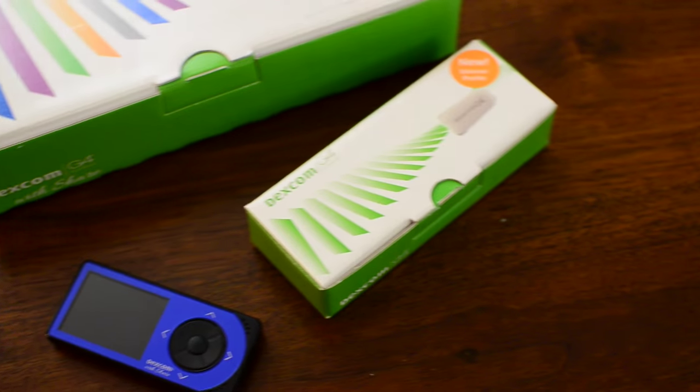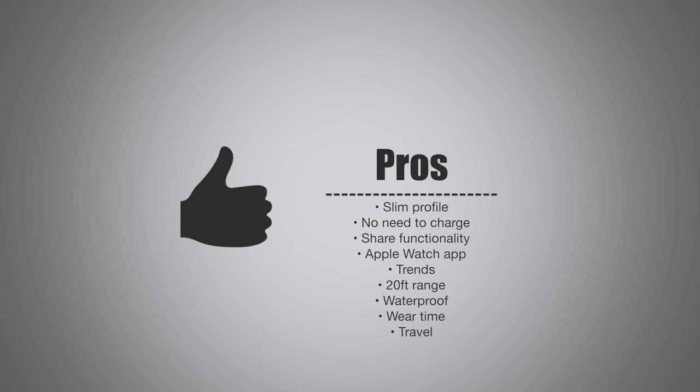If we go ahead and round this out with a nice long pros and cons list, on the pro side, it's a very slim, minimalistic profile. It has no need to charge, so you don't have to worry about carrying a charger around. You have that share functionality, which is great for children and families, so you never have to worry about them going low or too high without you being able to take action. It has an Apple Watch app, and there's the Nightscout third-party one that'll put it onto a Pebble. It has trends, so it shows you where your blood sugar is heading, if it's heading up or down, and you can take action before it gets too bad.